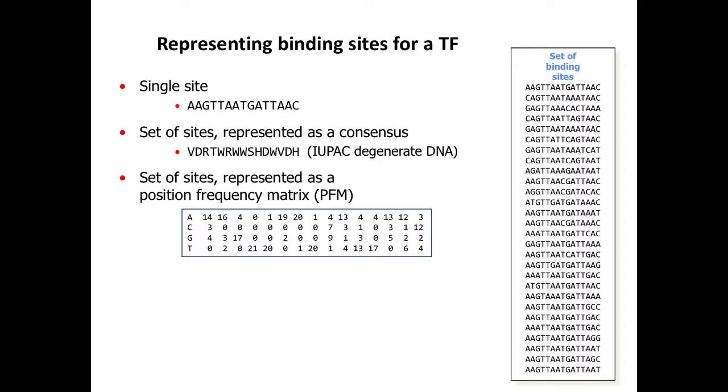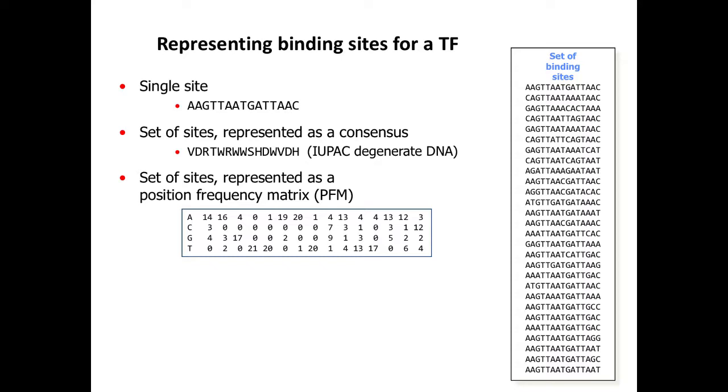And the simplest method is called a position frequency matrix, right? So in the position frequency matrix, we have a number of rows for each letter in the alphabet, and we have columns for each column in our set of binding sites.